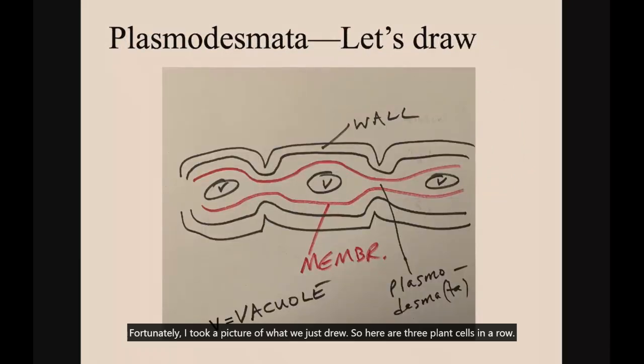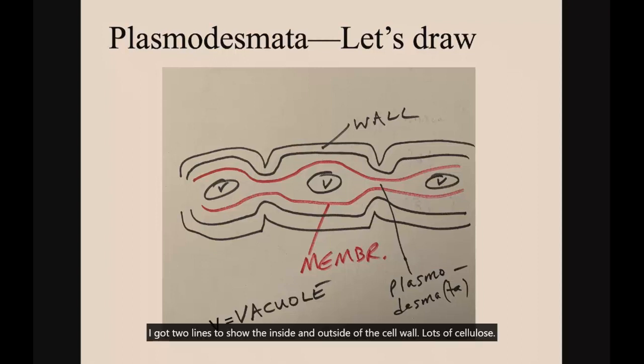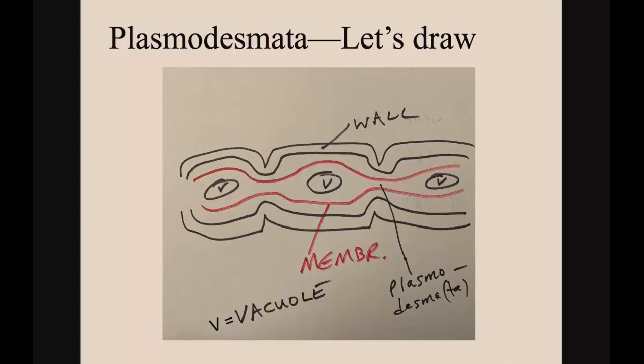So here are 3 plant cells in a row. What I want to show you is that plant cells have cell walls. So the cell wall is out here. That's it. I got 2 lines to show the inside and outside of the cell wall. Lots of cellulose in there.